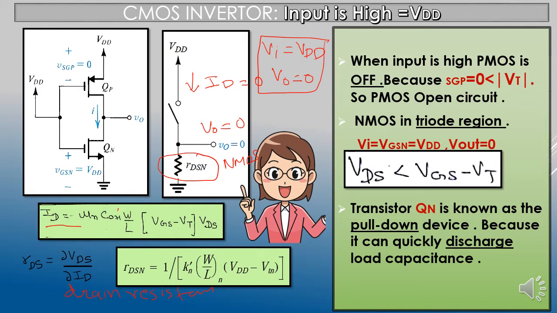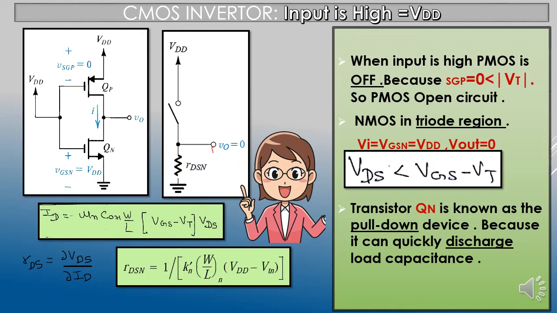And transistor QN is also known as pull down circuit because it can quickly discharge the load capacitance. Now assume there was a load. In this case, this is QN. QN is called pull down device because it will discharge the load capacitor quickly. So that's why it is called pull down device.